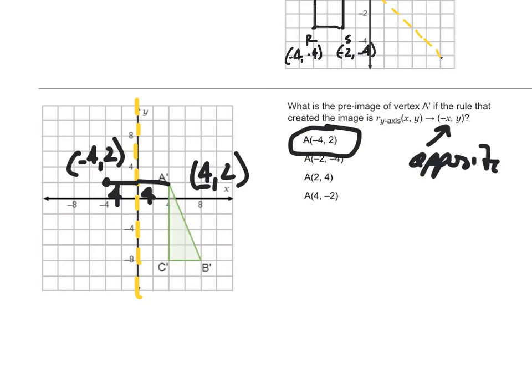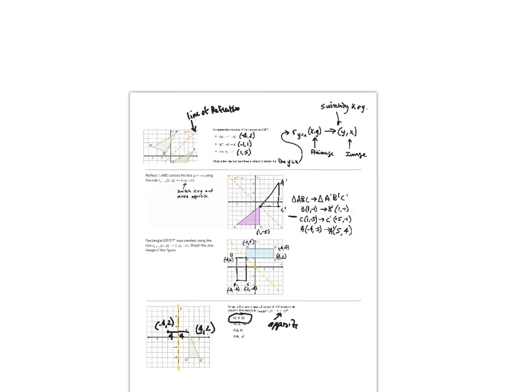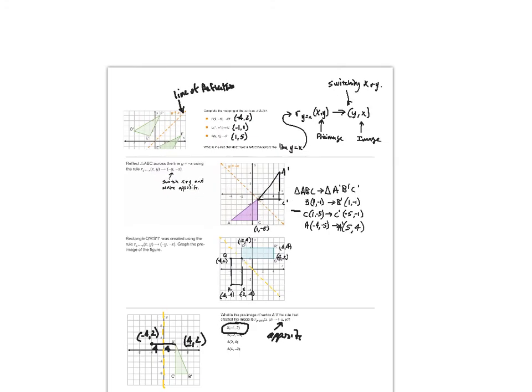So there are a number of ways to look at these problems and do them, but as long as you understand what it's asking you and some of the vocabulary, you're going to be all right.